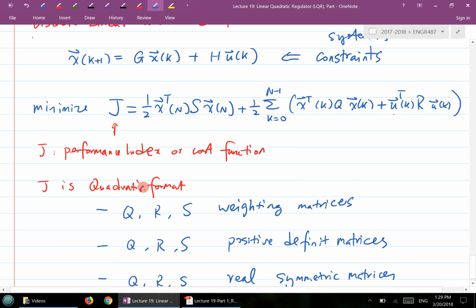Now, based on this selection, come back to this Q, which is a quadratic format. And guess what? What does that mean to the J here? Actually, I mentioned one property previously. So if Q, R, S, let's even just look at one term here. If Q is a positive definite matrix, then this term must be what? Positive. Then every term will be positive, right?